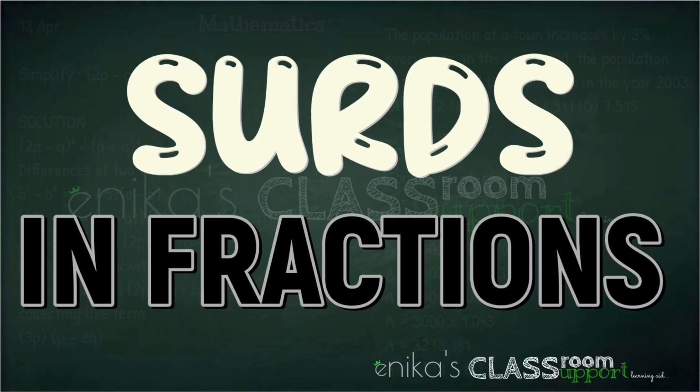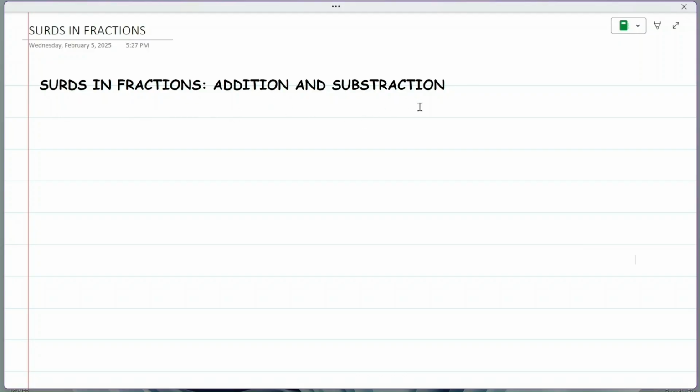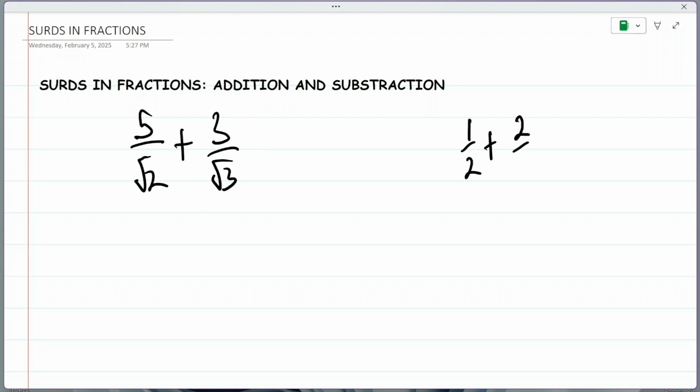Next, we have surds in fractions. We're dealing with addition and subtraction first. Let's say we have 5 over root 2 plus 3 over root 3. It's just the same thing as adding fractions. Let's say, for example, you have 1 over 2 plus 2 over 3.